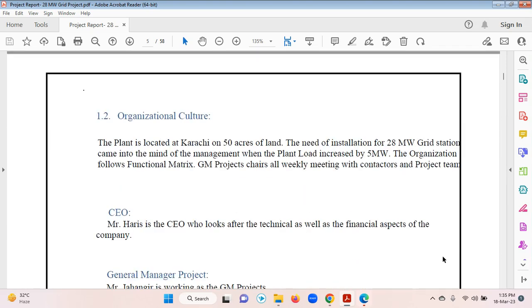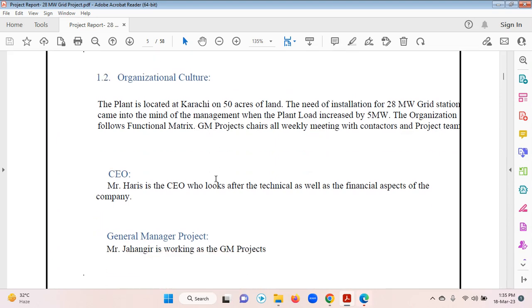Organizational culture is that the plant is located at Karachi, and due to low demand, it was agreed by the management to move forward with this project. Also, we decided that we will have weekly meetings to get updates about the projects.